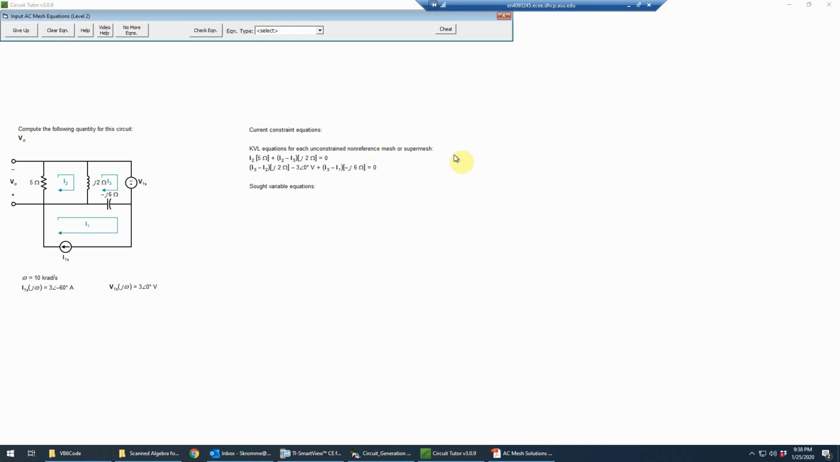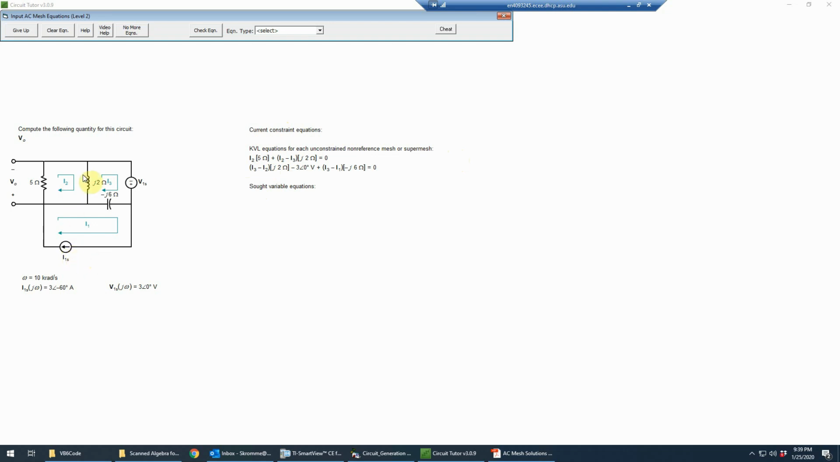Now, because this is a solutions game, we are being given the KVL equations, so we don't have to worry about writing those for the, in this case, the meshes that are involved, or supermeshes as it may apply. In this case, it's just meshes. We do, however, have to write a current constraint equation for each current source in the problem. Notice that there's one current source here.